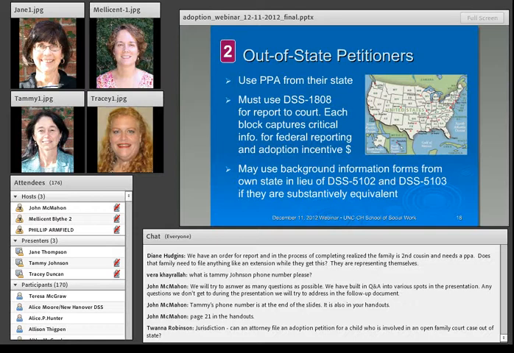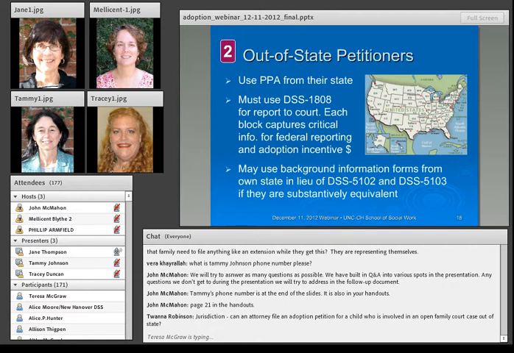303. You will also see, however, that in these out-of-state petitioners, we need them to use that DSS 1808 for the report to court. Each block on that form captures very critical information for federal reporting and also our ability to draw down adoption incentive money. So we need to send the 1808 out to an authorized agency in that state, and hopefully in our agency adoptions, you'll have a lot of assistance from the agency here to the agency there in getting it filled out. In private adoptions, it can be a little trickier because the attorneys often are not very familiar with the 1808, but in any event, it needs to be used.